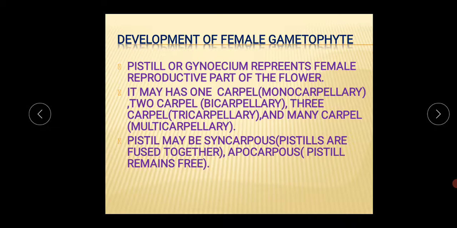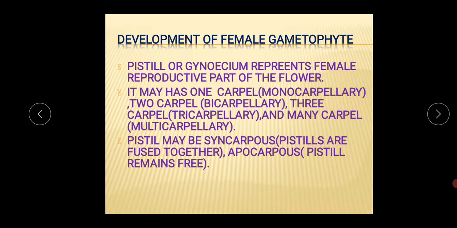I am repeating again, which system has one carpel, that's called monocarpellary. Which system has two carpels, that's called bicarpellary. Which system has three carpels, that's called tricarpellary. And which system has many carpels, that's called multicarpellary.